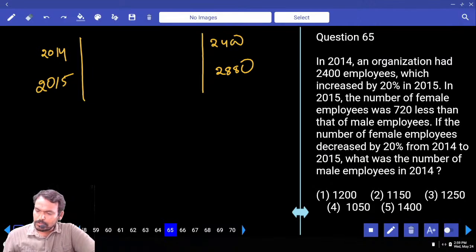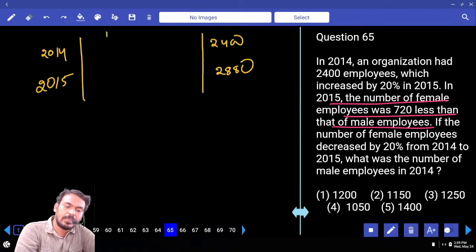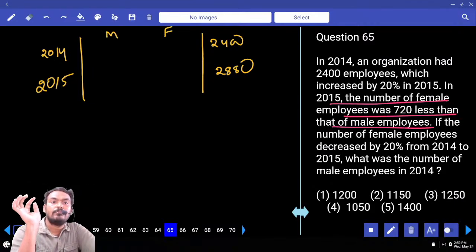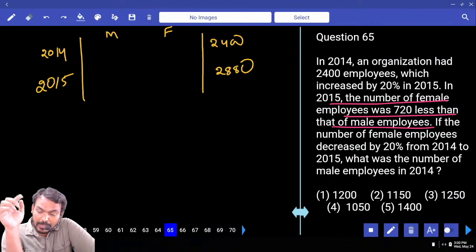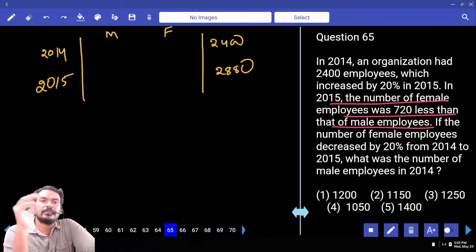Next, in 2015, the number of female employees was 720 less than the male employees. Means male and female data. Female compared to male is 720 less. Means the difference is 720. But the sum will be 2,880. 2,880 plus 720 how much? 3,600. Sum will be 3,600.